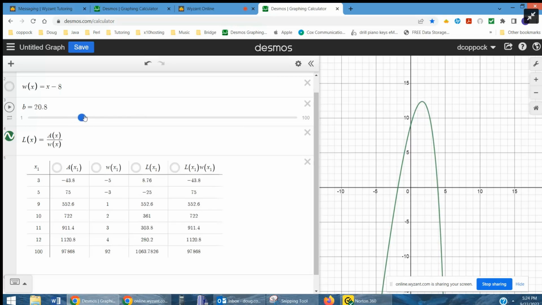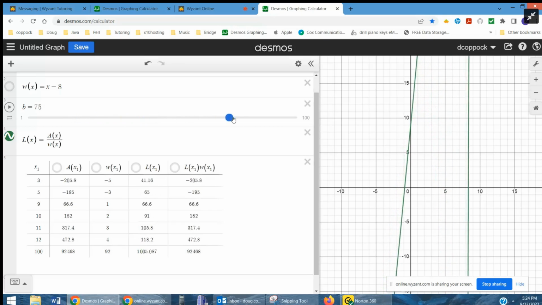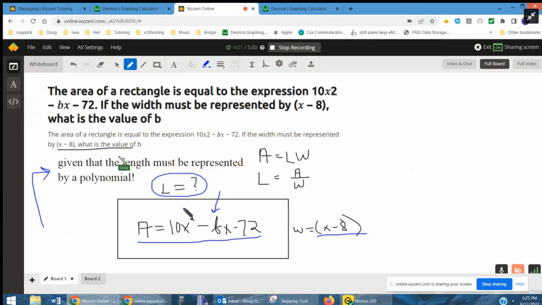But if I move all the way out here to 71 for b, now the area is an integer, the width is an integer, and the length is an integer. By the way, I've got to put x values in here that are greater than 8, because otherwise x minus 8 would be a negative number. Okay, so there you go. b has to be 71 with the caveat that the length must be represented by a polynomial.